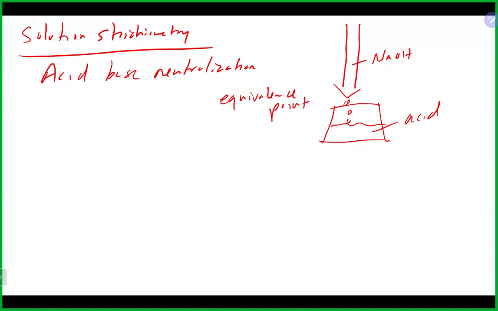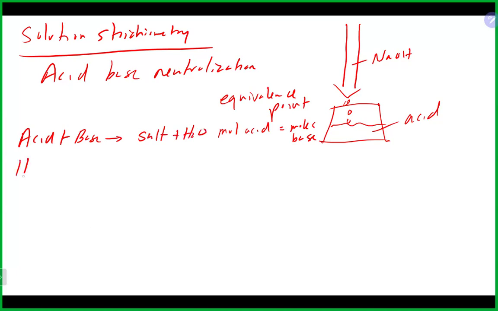And the equivalence point, again, is the point where the moles of the acid equal the moles of the base in an acid-base titration. And remember that when you react an acid plus a base, you get two things. You get a salt and water.